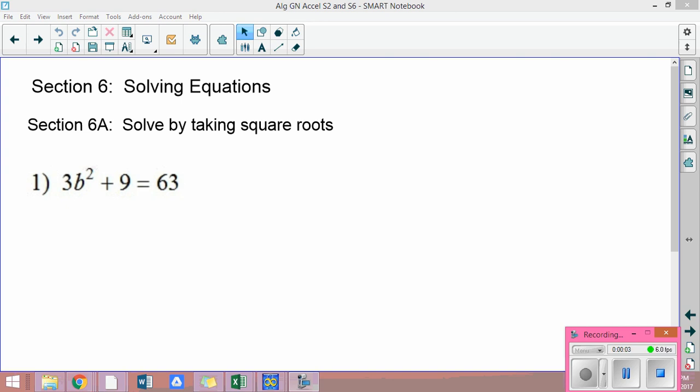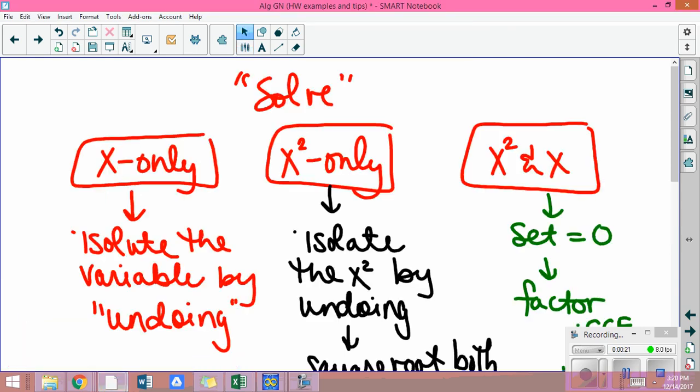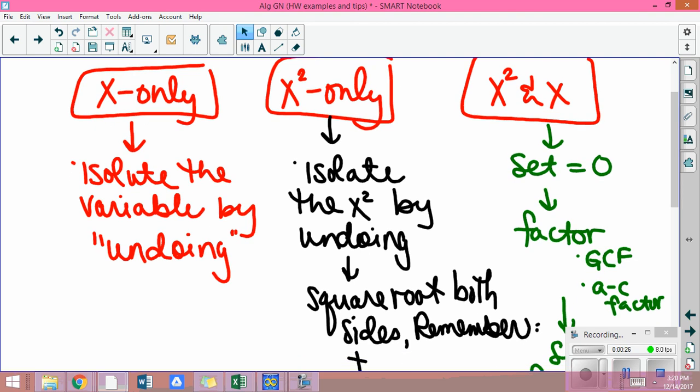Okay, so section 6 is going to take us through some additional solving scenarios. When we look at number 1 in our homework here, we have this scenario that we talked about in section 5 where I only have a b squared. When we look back to that screen I had up in class, we are in this scenario of an x squared of b squared only.